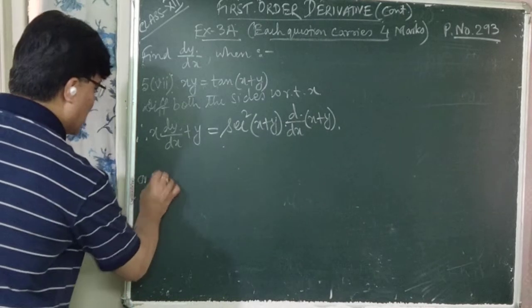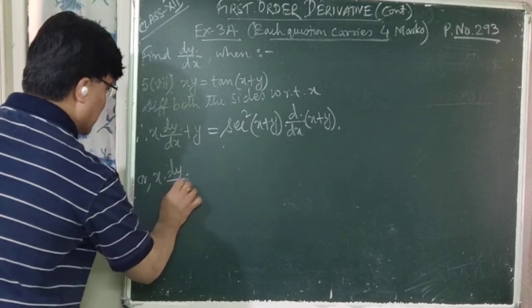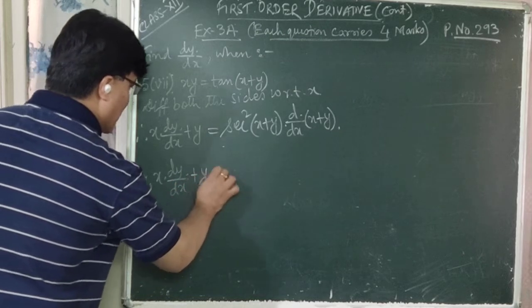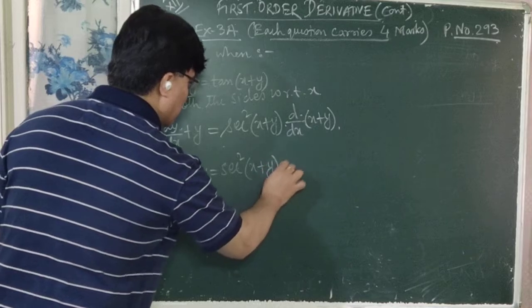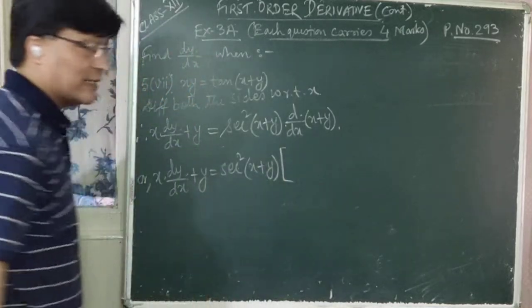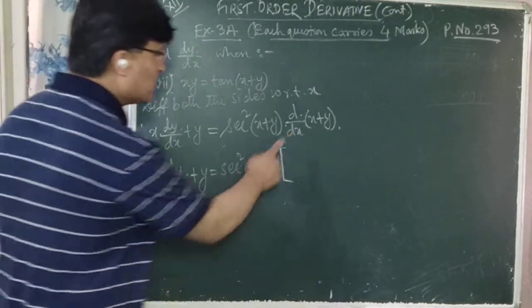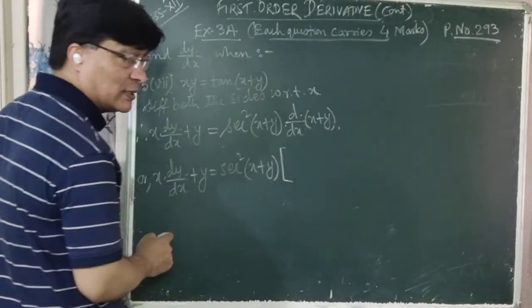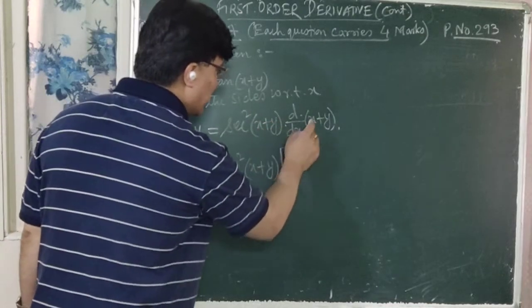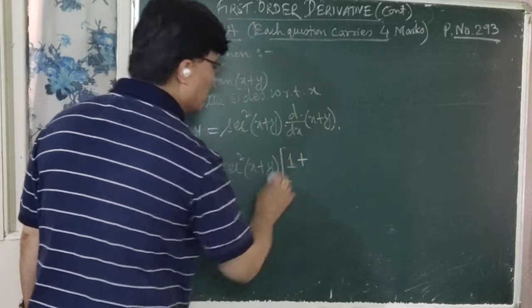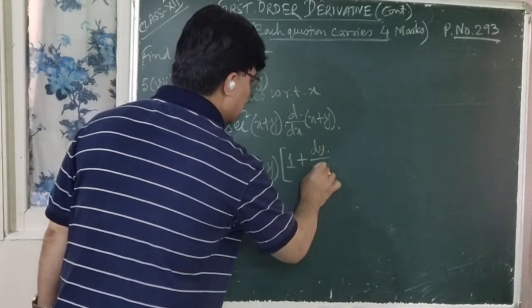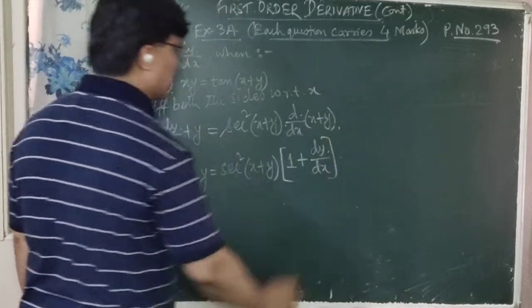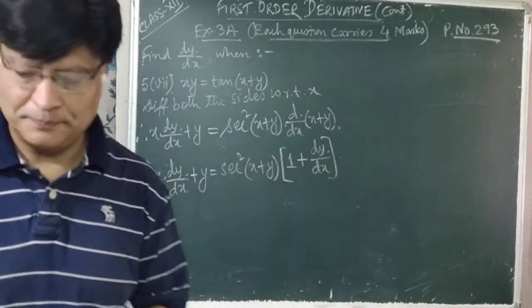So now, x into dy by dx plus y is equal to sec square within bracket x plus y, into within third bracket, now differentiate x plus y with respect to x. First of all, what is d by dx of x? 1 plus, again what is d by dx of y? It is dy by dx. So here the third bracket is closed. Clear?